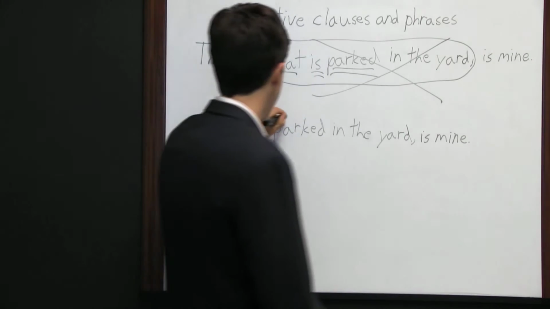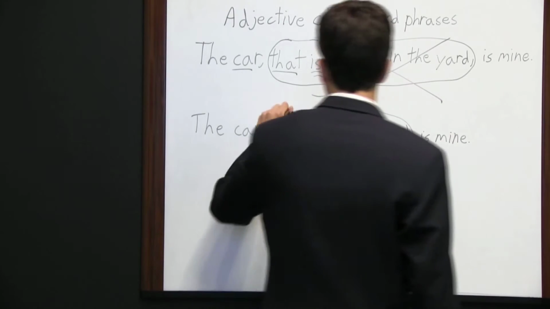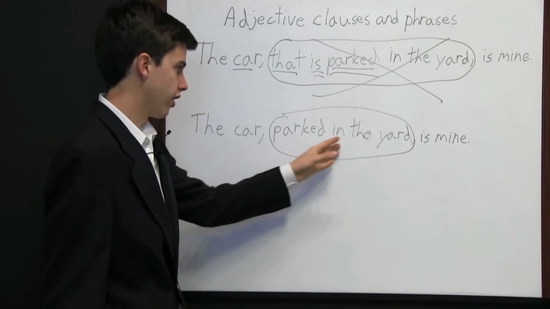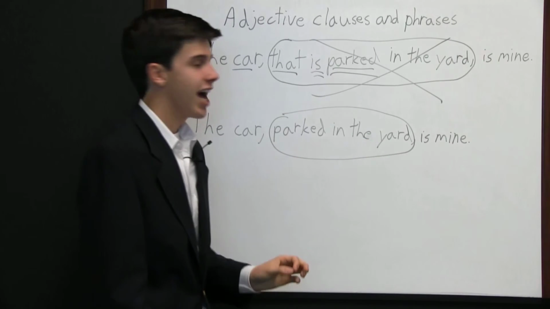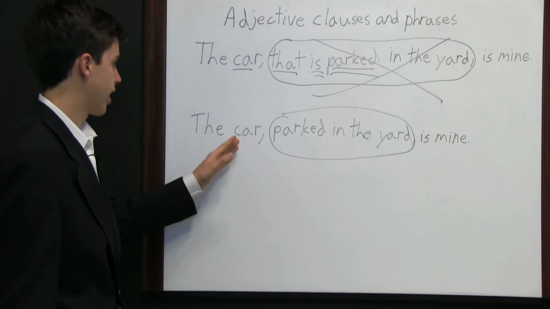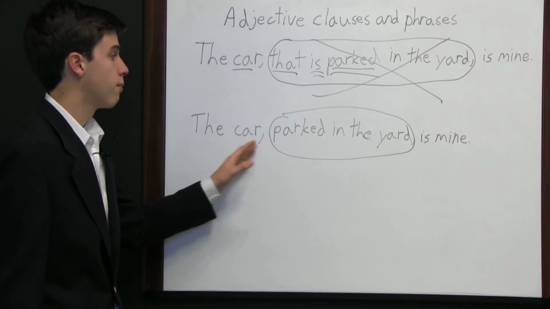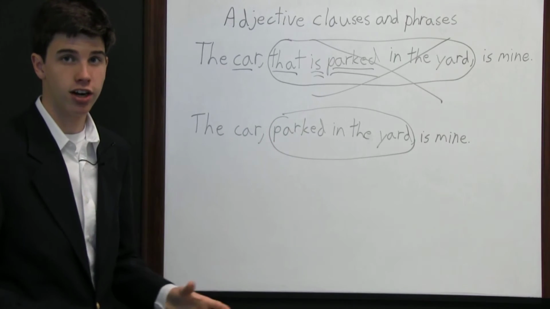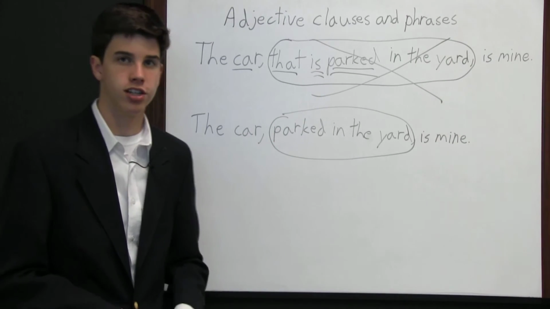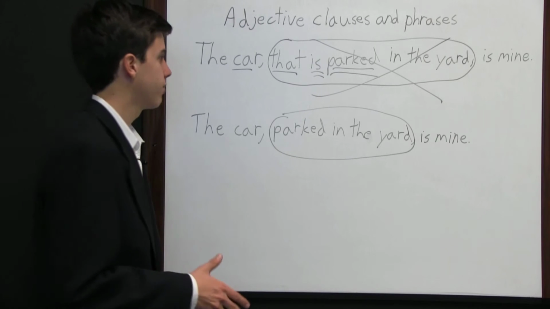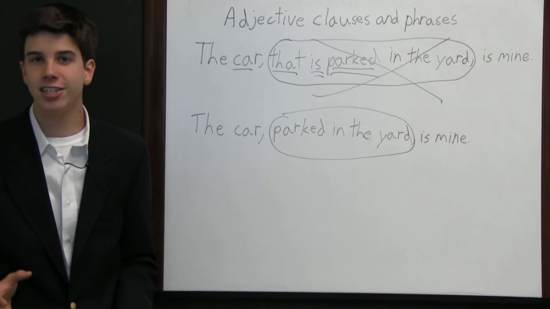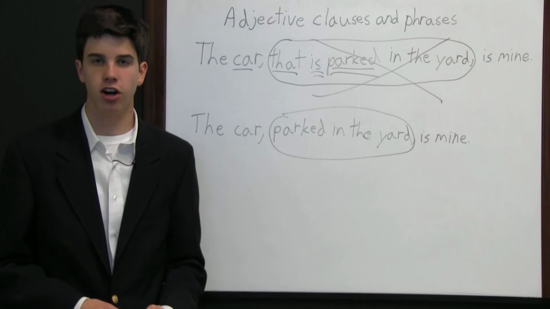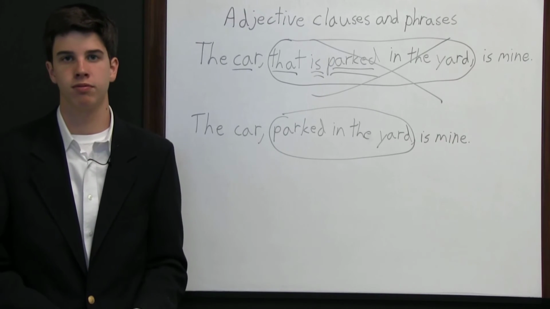"Parked in the yard" is the adjective phrase because there's no one word in here that's describing car, but collectively these words make an adjective phrase which further describes the word car. The car parked in the yard. So "parked in the yard" is telling you where the car is parked. So there you've seen a quick preview to give you a better understanding of what adjective clauses and adjective phrases are and how they can be used.